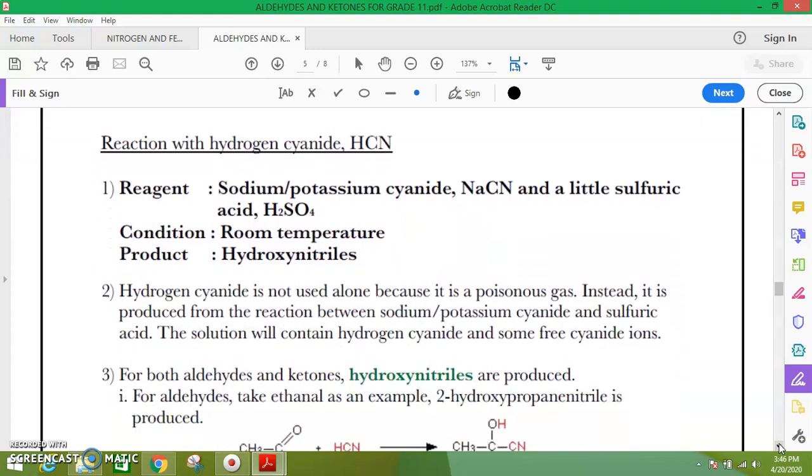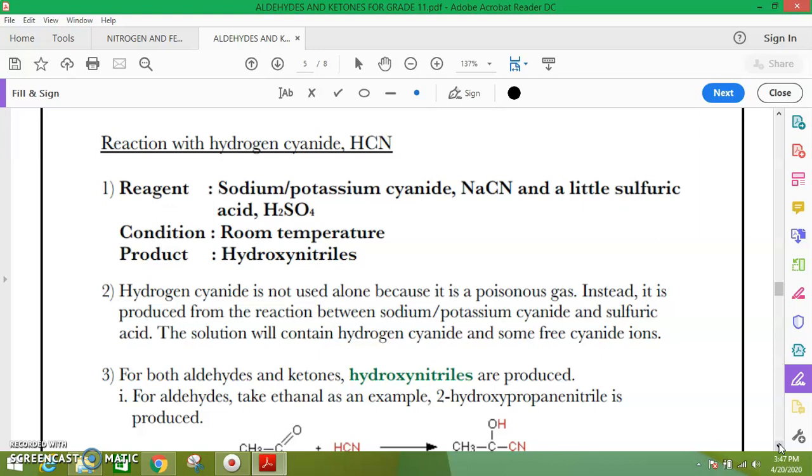Now the third reaction is, and also we will use here the nucleophilic addition reaction and reactivity of carbonyl compound concept here. Reaction with hydrogen cyanide, HCN. What are the reagents required for this reaction? Sodium cyanide, NaCN, or potassium cyanide, KCN, with a little sulfuric acid. It means the presence of strong acid. Condition: room temperature. And what is the name of the product?